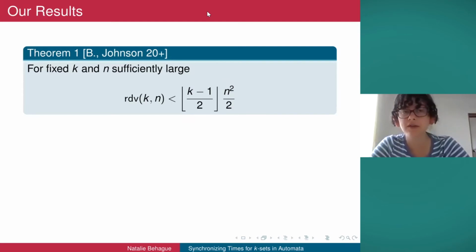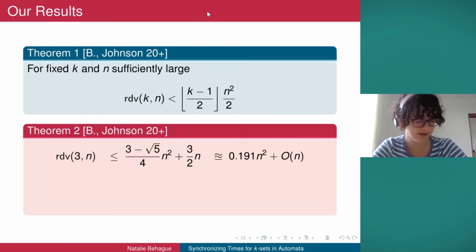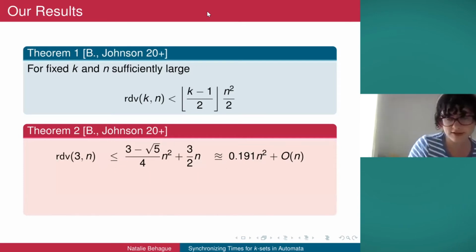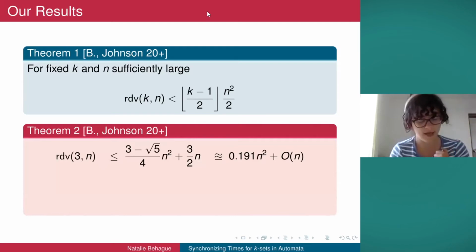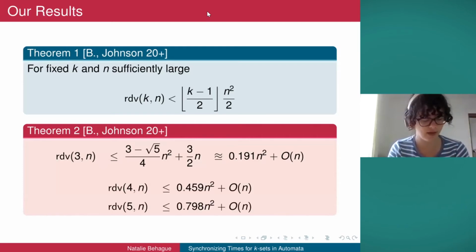So we were also interested in focusing a little bit more on k=3 and seeing if we can improve this n squared over 2 bound for k=3. Turns out you can. So here's the bound. The rendezvous number for 3 is bounded by (3 minus root 5) over 4 times n squared, which is about 0.191. So that's quite a lot less than a half. And then that approach that we took for 3 can be generalized to give some better bounds for 4 and 5 as well.